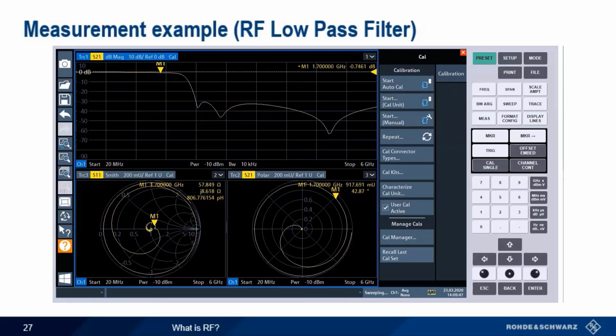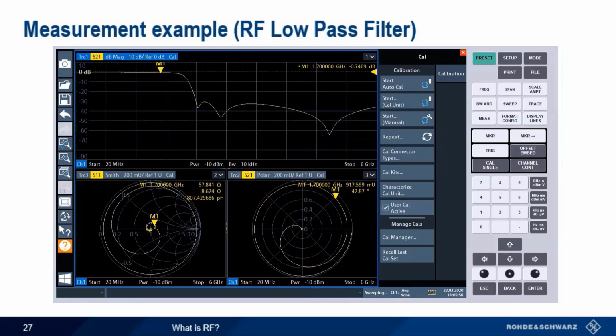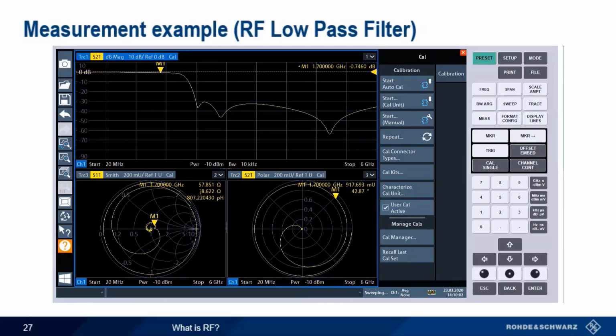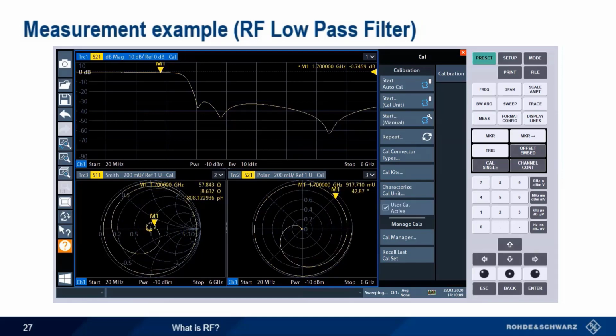And now I'm turning off the cal, and you can see the difference. It hardly impacts the transmission characteristic at all, as seen in the top diagram, but you can see it has quite an impact on phase. So if you're just trying to do a quick go, no-go check of the filter, you might want to just use the built-in factory calibration. But if you're interested in phase response, you really need a complete two-port cal.